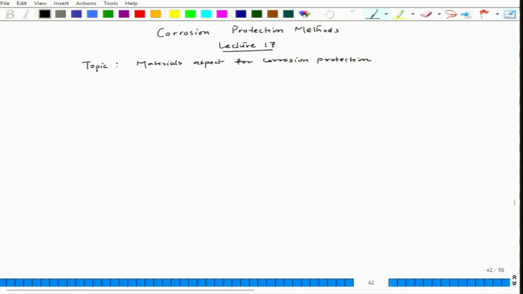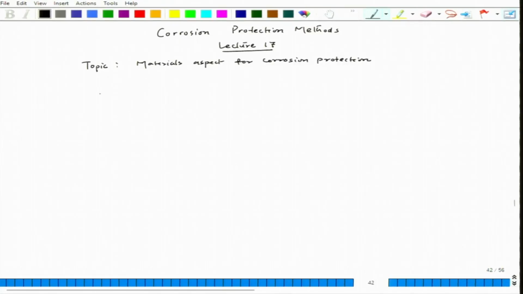So now let us talk about some other aspects as per our materials tetrahedron. This is related to metallurgy and metallurgical factors, like processing related aspects as well as microstructure related aspects. We have talked about composition. Let us see microstructure as well as processing related aspects for corrosion protection.